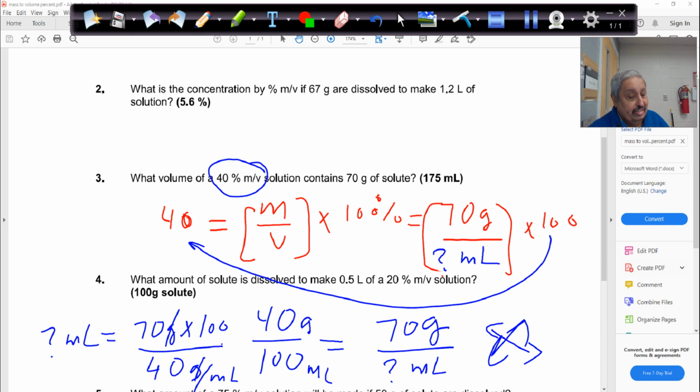So how much is it? 70 multiplied by 100 divided by 40, how much is it? Here it said 175 mL. Now looking at the question here, is this the correct answer? No, why not? The sig figs are not correct. The answer is correct, but the sig figs are not correct.